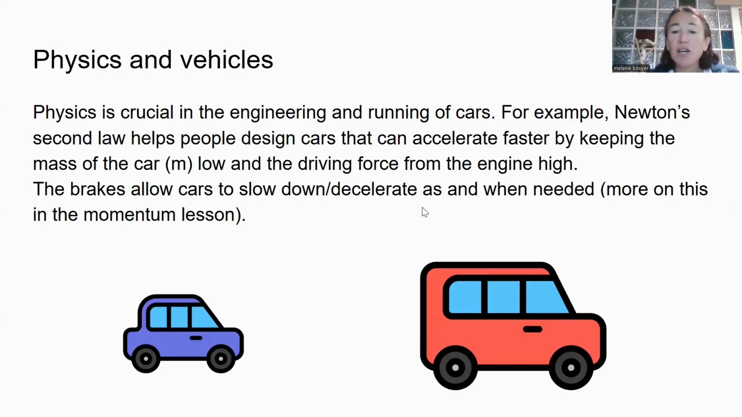Here we've got a car and a bus, and you can see that the bus on the right-hand side would be a lot heavier and have a bigger mass, so it will take longer to accelerate than the one on the left, which is a smaller car and will accelerate faster. That's because of Newton's second law of motion, which states that the acceleration is directly proportional to the force, but inversely proportional to the mass. In other words, the bigger the mass, the smaller the acceleration.